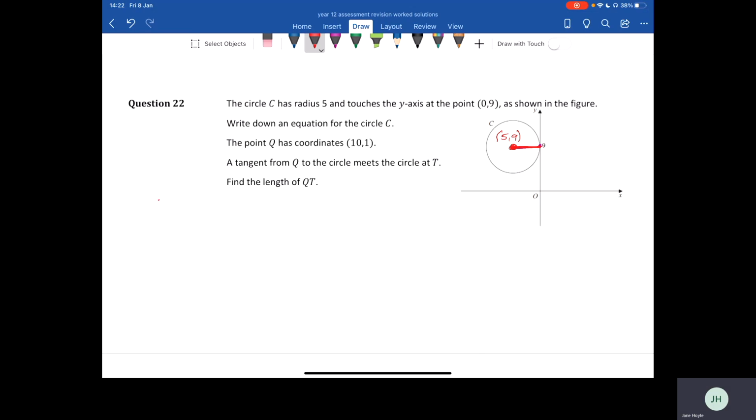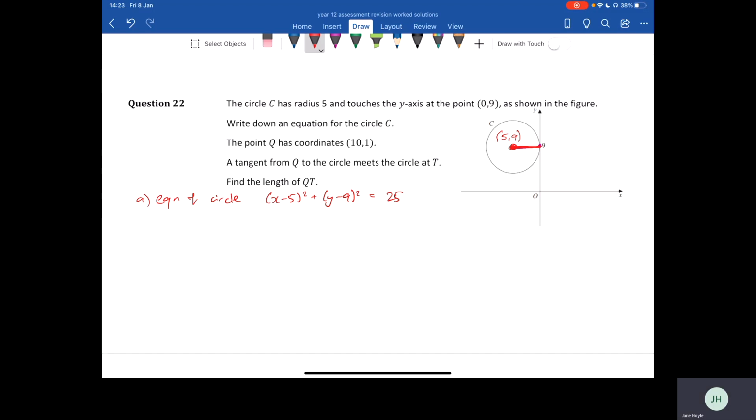So I know that the equation of the circle is going to be (x minus 5) squared plus (y minus 9) squared. The radius is 5, so it's equal to 5 squared, which is equal to 25.